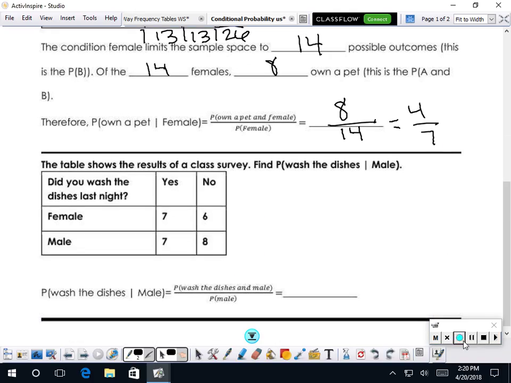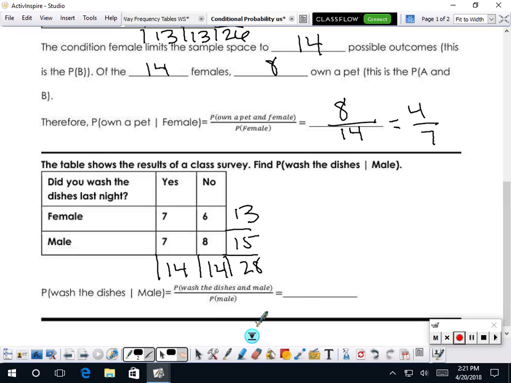All right, so looking at the last example on the front, it says the table shows the results of a class survey. Find the probability that someone washes dishes given they are male. Okay, so once again, we need to total up our table here. So 7 plus 7 is 14. 6 plus 8 is 14. 7 plus 6 is 13. 7 plus 8 is 15. The total for the table will be 28.